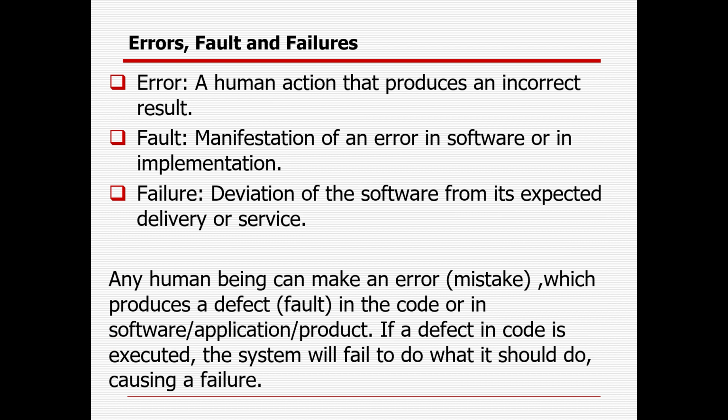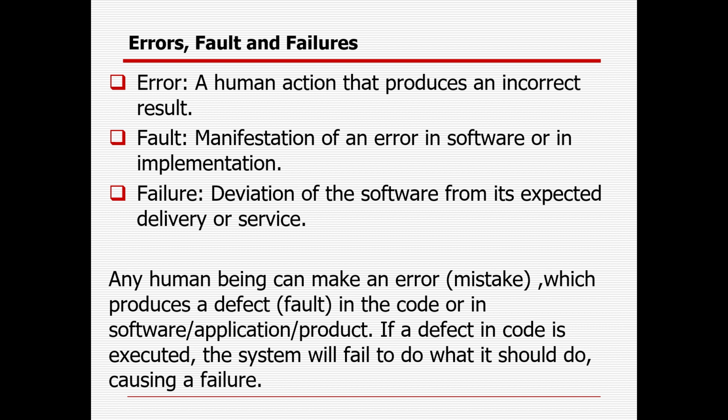So what is error, fault and failure? A human action that produces an incorrect result is an error. The manifestation of an error in software or in implementation is a fault. But in case you do not rectify your fault properly, there can be a failure, which is nothing but the deviation of the software from its expected delivery or service.